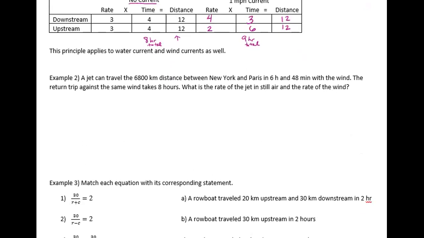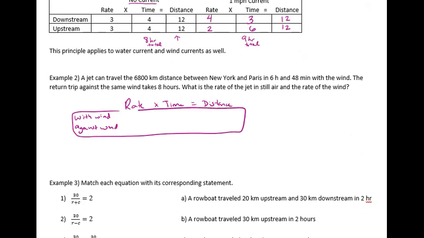So I like to make tables for these, and I start with rate times time equals distance. And our different rows are going to be with and without the wind. So with the wind, meaning it goes faster, and then against the wind, meaning it goes slower. The distance of the trip is the same. New York to Paris is going to be 6,800 kilometers, whether you're going from New York to Paris or Paris to New York.